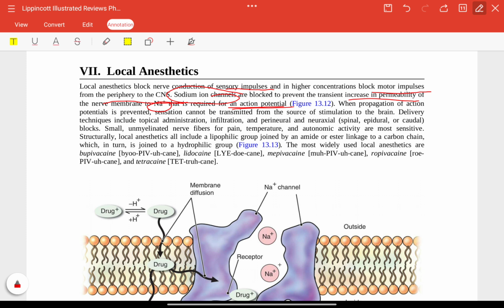Delivery techniques are topical, infiltration, perineural, neuraxial, that is spinal, epidural, caudal. Small unmyelinated nerve fibers for pain, temperature, and autonomic activity are most sensitive. Structurally, these all have a lipophilic group, an amide or ester linkage to a carbon chain, which in turn is joined to a hydrophilic group. The most widely used are bupivacaine, lidocaine, mepivacaine, ropivacaine, and tetracaine.